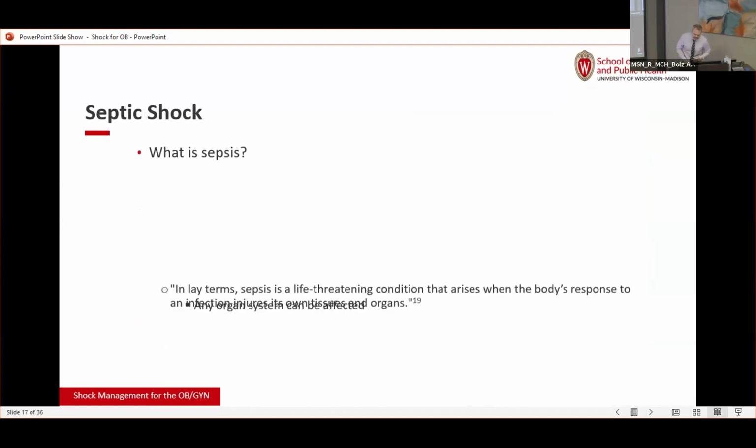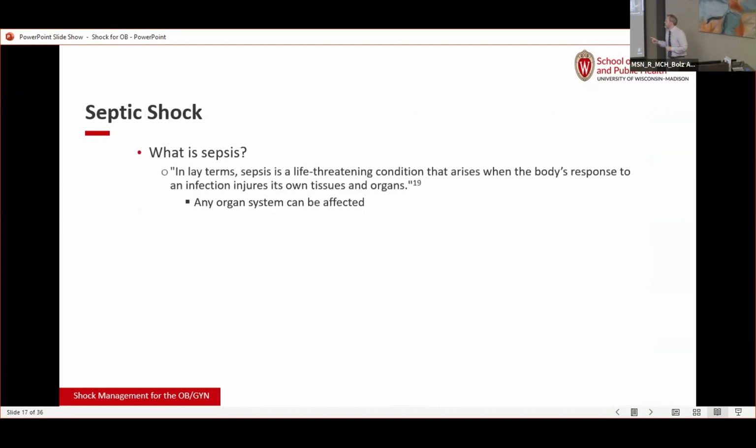So what is sepsis, right? I like this. It's a life-threatening condition that arises when the body's response to an infection injures its own tissue and organs, right? And when you think about sepsis, it can affect any organ system. It can affect your kidneys, your brain, your heart, lungs.